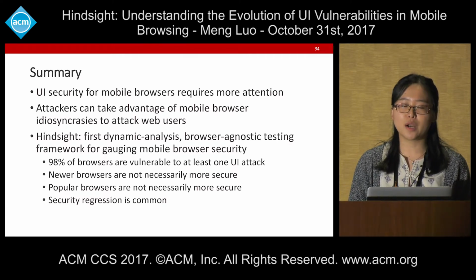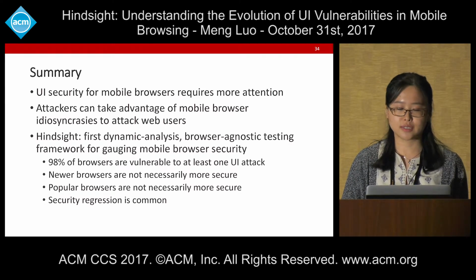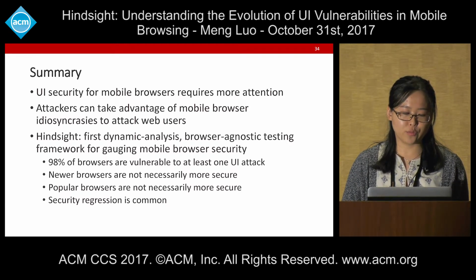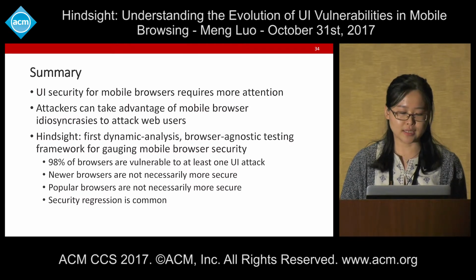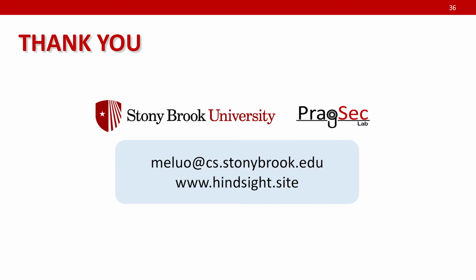According to the experiment, we find more than 98% of browsers are vulnerable to at least one UI attack. In addition, newer versions of mobile browsers and popular browsers do not necessarily behave better. Finally, we find security regression is a very common case in many browser families. So thank you, and I'm ready to take your questions.